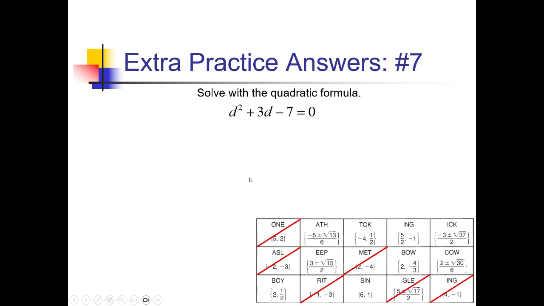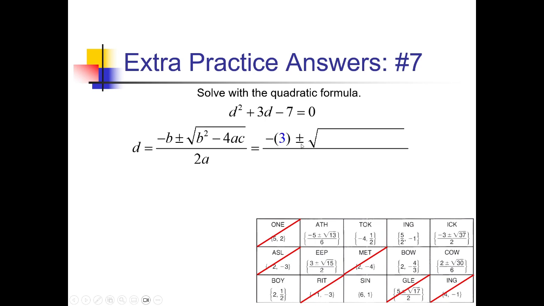On this next problem, they're mixing it up again and giving us a D instead of an X. At least they didn't give us an A, B, or C. That would be really confusing. So here's our quadratic formula with D equals all that stuff. So then we have the negative B values, or negative 3, plus or minus square root of 3 squared, minus 4 times a value of 1 again, times negative 7 for our C, all over 2 times 1. So that's going to be negative 3 plus or minus the square root of 9. And then negative 4 times 1 times negative 7, that's positive 28 that we're adding there, all over 2.